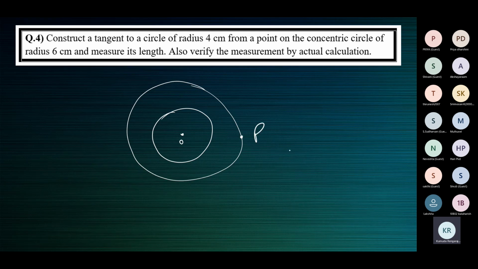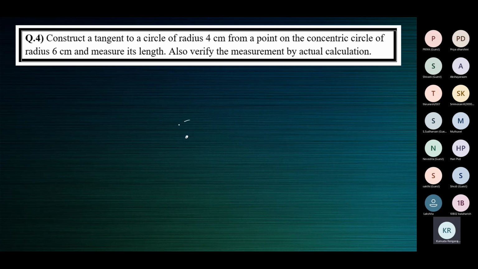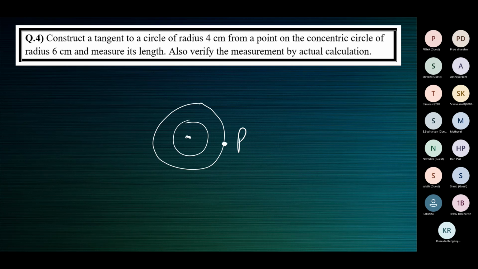That's all. So that point P, you will take outside only, and you should take that external point on the concentric circle. So that means with O as center, we draw one circle. With the same center, we draw the other circle. Now take a point P on the concentric circle of radius 6 centimeters. And from this point, you'll have to draw two tangents to the circle.